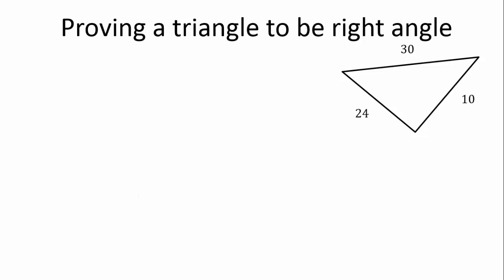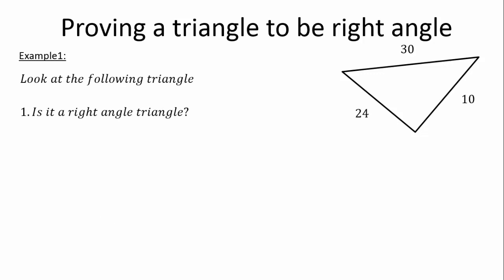So let's look at this triangle here, 24, 30, and 10. This is our first example. Right, so we look at the triangle. Is the triangle a right-angled triangle? Okay, so what we're going to do, we can already see that this is the longer side. So we say a squared plus b squared is equal to c squared.